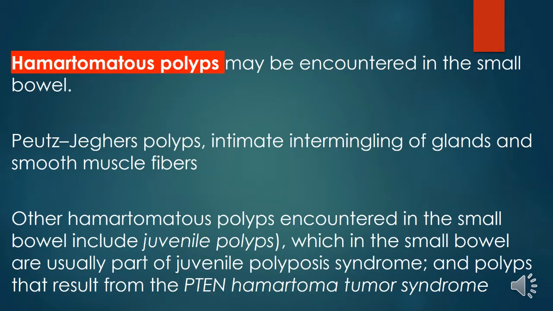Juvenile polyps in the small bowel are usually part of the juvenile polyposis syndrome. And again, to revise Cowden syndrome, which is the PTEN mutation based hamartoma.